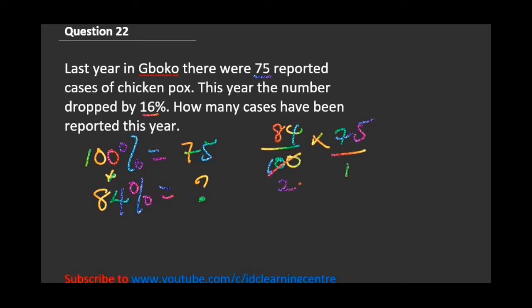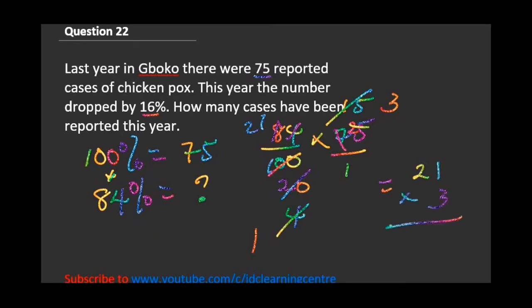5 into 20 is 4. 5 into 7, 1 remainder 2. 5 into 15, 3. 4 into 84 is 21. So the answer will be 21 times 3. 3 times 1 is 3. 3 times 2 is 6. The answer will be 63 cases.